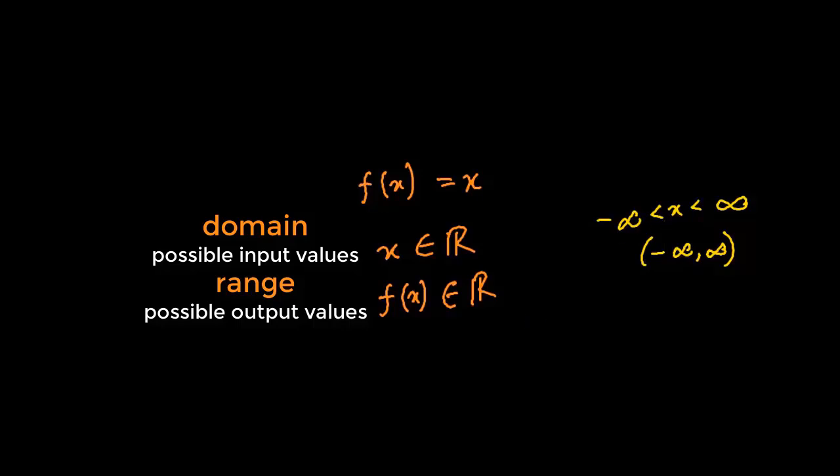After the domain, the range would be f(x) is greater than negative infinity and less than positive infinity. So the set of values of the range would be open bracket, negative infinity comma positive infinity, close bracket. So that's another way of writing down the domain and range.